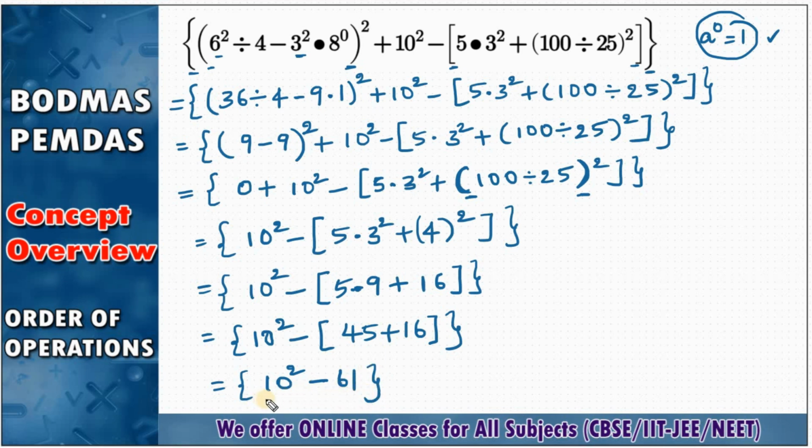Now inside the flower bracket we can see 10 square minus 61. Here I am doing open bracket of 100 minus 61. So 100 minus 61 is 39. This is our final answer.